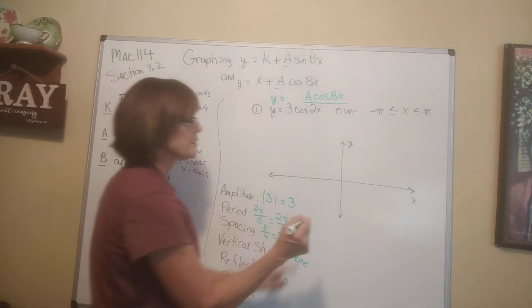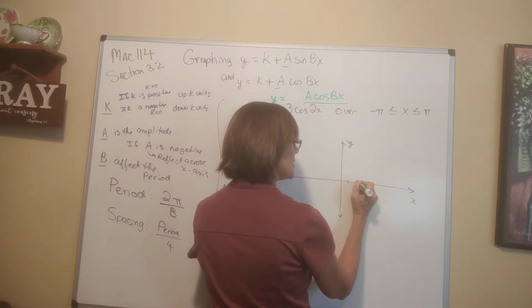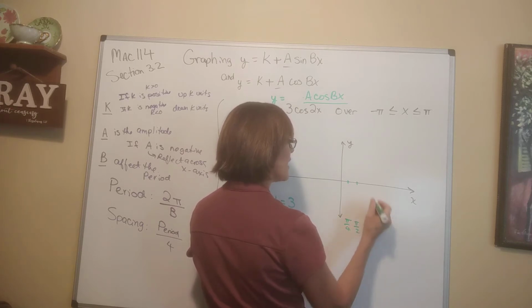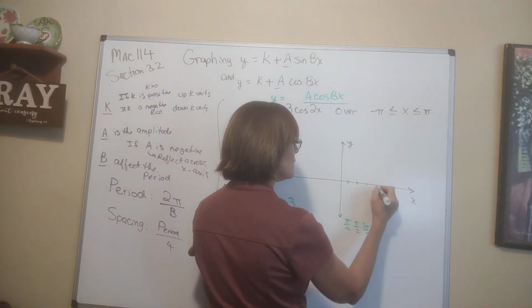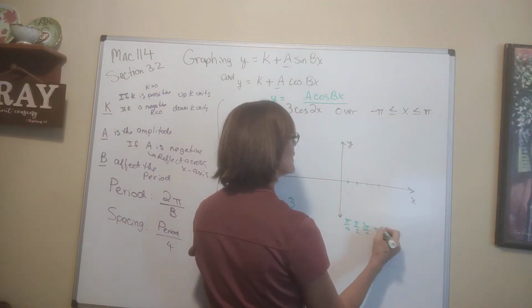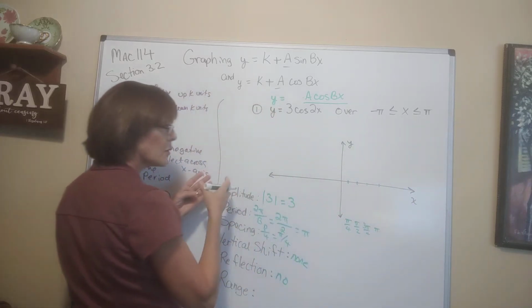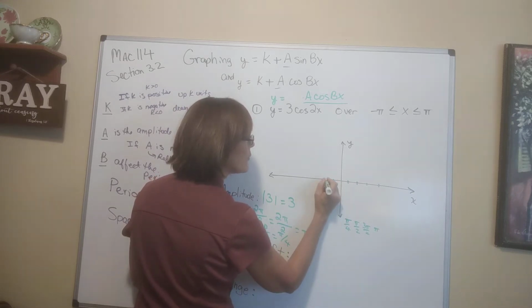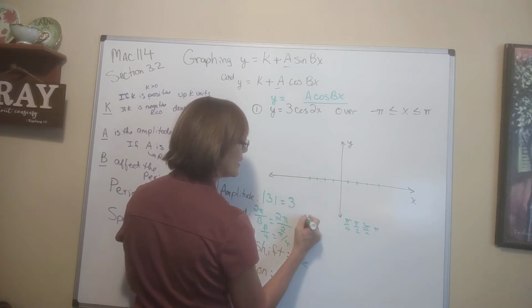Pi over 4. So this is 0. To the right, I'll go pi over 4 plus another pi over 4 is pi over 2. I'm going to label it down here because I don't want it to be in the way of my graph. Plus another pi over 4 is 3 pi over 4 plus another pi over 4 is pi. And I had to go all the way to the right of pi. Now, I'm going to go backwards that same amount. Negative pi over 4, negative pi over 2, negative 3 pi over 4, and negative pi.